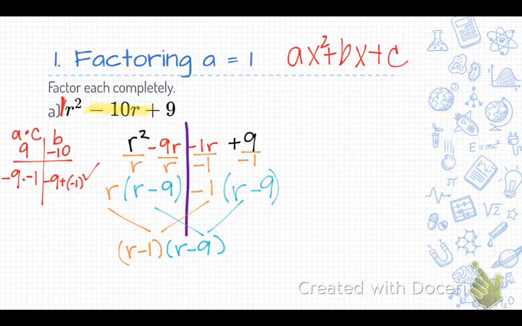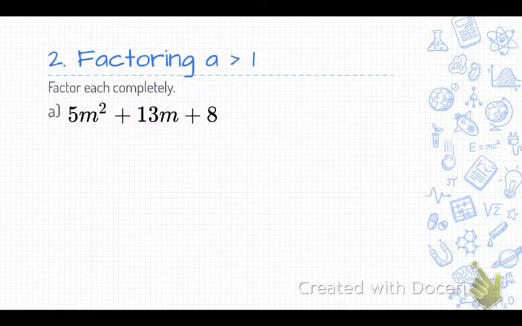We're going to do the next example, okay? So now I have a is greater than 1. So a is something other than 1. What is a this time? 5. Good. So we do the same thing. We're going to set up our t, and really the t doesn't matter so much as you need to organize your thinking and figure out the factors. This is just an easy way to write it.